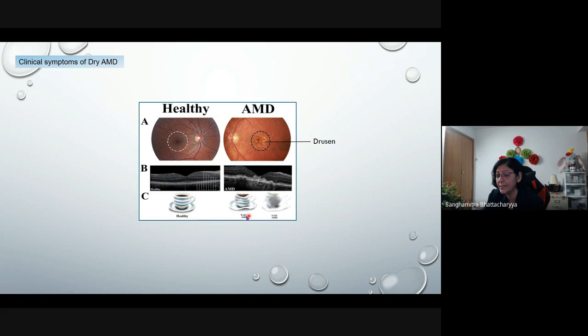The last panel, here we see how we perceive an image through a healthy eye and what happens in the early AMD situation. And of course, you see how it deteriorates in the later stages.